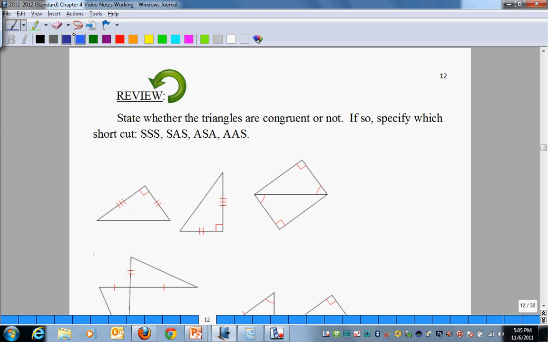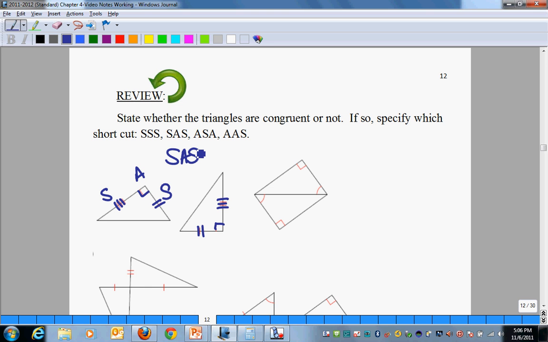In the first set of triangles, we see that we have a pair of congruent sides, then a pair of congruent angles, and a third pair of congruent sides. So in this first set, it will be side, angle, side.